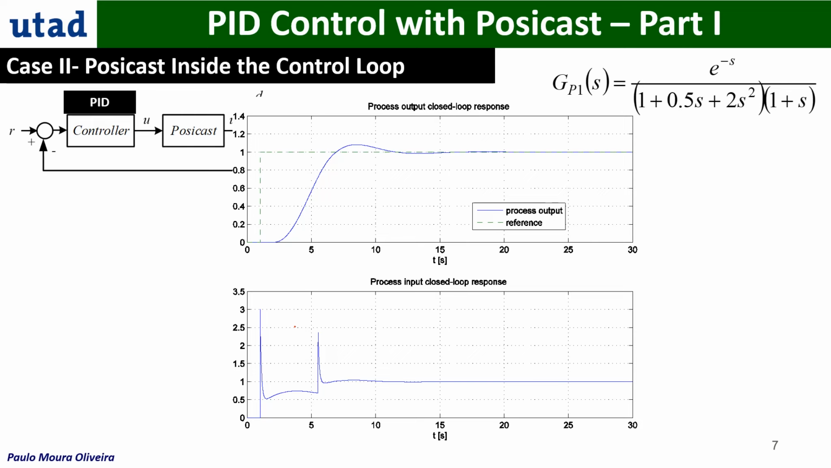We can see here in the control signal that the control signal is changed with the Posicast. Here the output of the system has a little bit of overshoot, but still is a nice response.